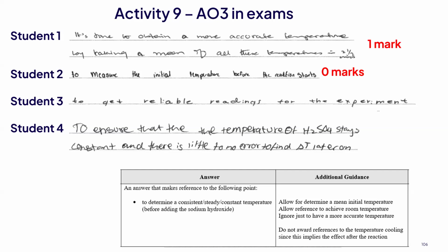So that's nothing. To get reliable readings, that's not sufficient. So no marks. To ensure the temperature of H2SO4 stays constant, yeah, that's good enough to get a consistent or constant temperature. So that's 1 mark. So again, you might want to use these with your students. Please feel free to do so and get them to mark them, and then you can tell them the correct marks afterwards.